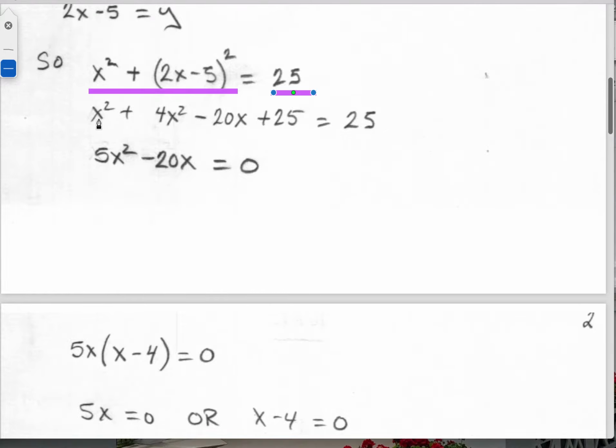So then I have x squared and 4x squared for a total of 5x squared. And I have minus 20x, and then this plus 25 and this 25 over on the other hand side. If I subtract it from both sides, I'll get 0. So now I have this new equation, 5x squared minus 20x equals 0.